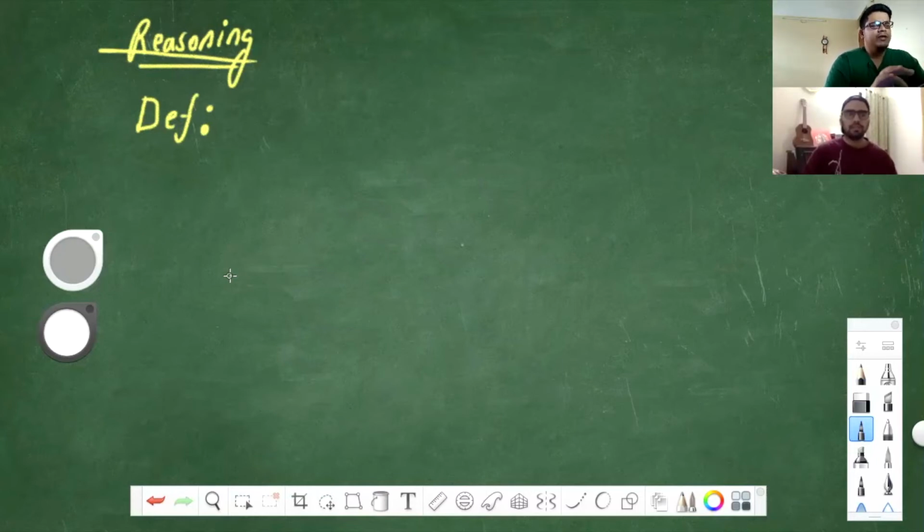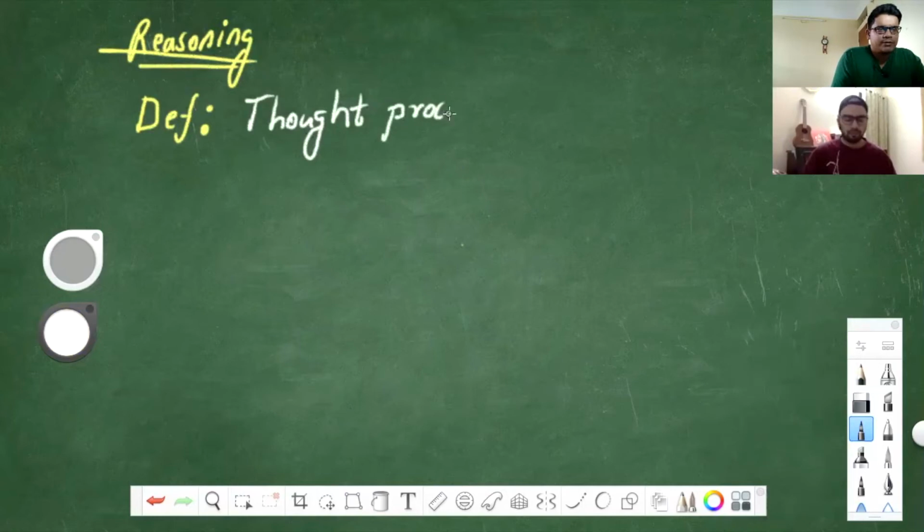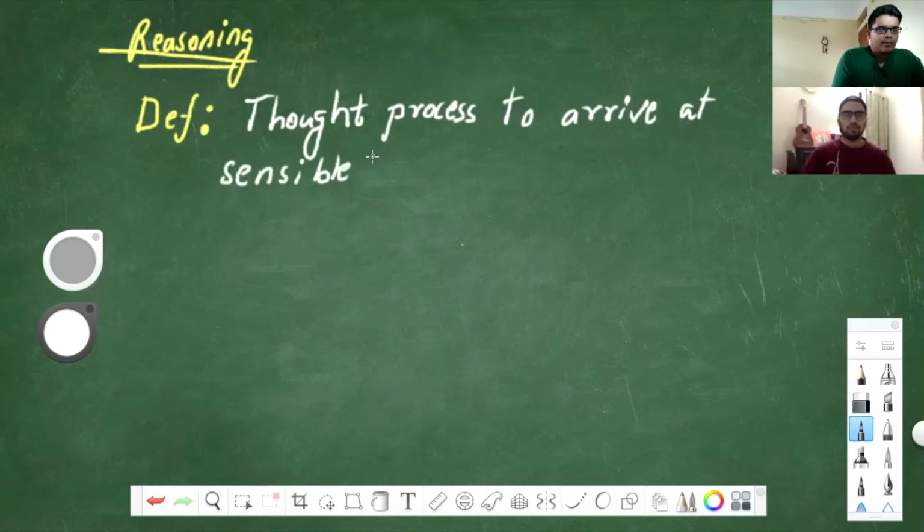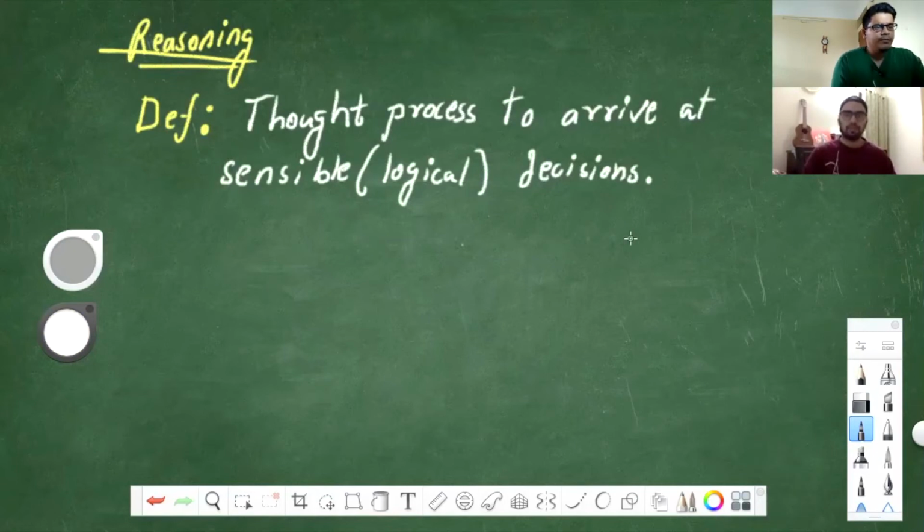Okay, so let's formally, in a very skeletal way, put it down. Let me define what reasoning is. It is a thought process to arrive at sensible decisions, and by sensible, what we mean is logical.